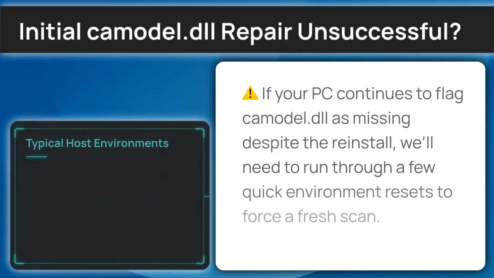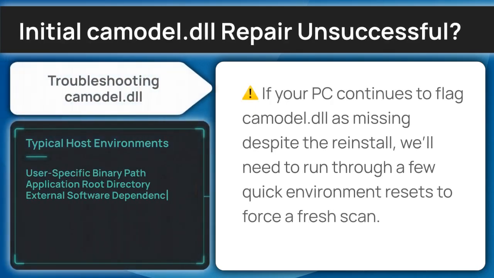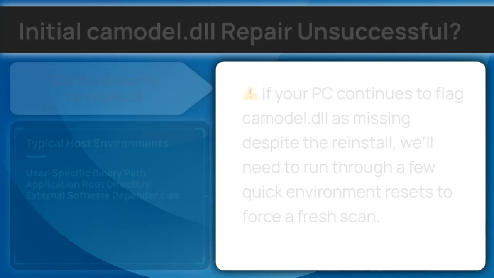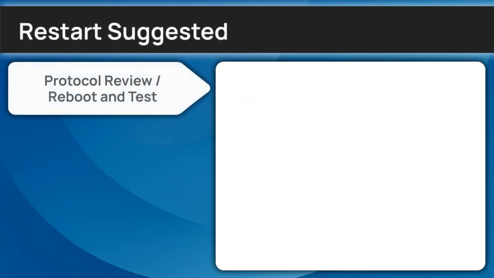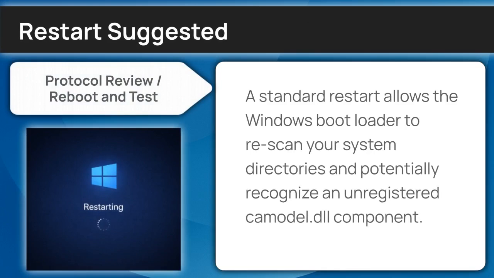If you are still encountering the error after following the official setup, it's time to investigate the underlying system architecture. Performing a restart can determine if the error is just a transient environment glitch. A reboot refreshes your system's path variables and can sometimes re-establish a broken link to the CA Model Module file.